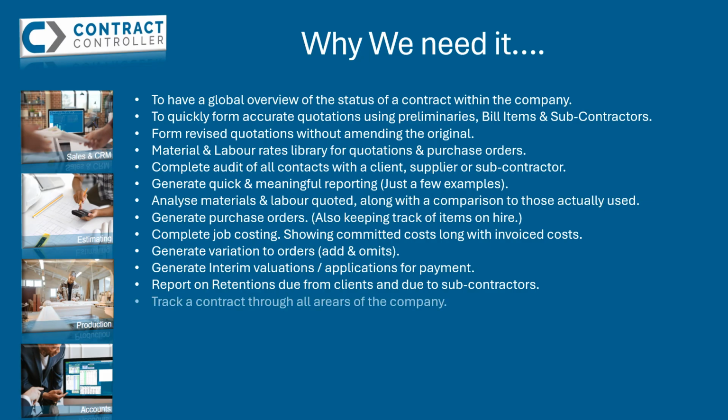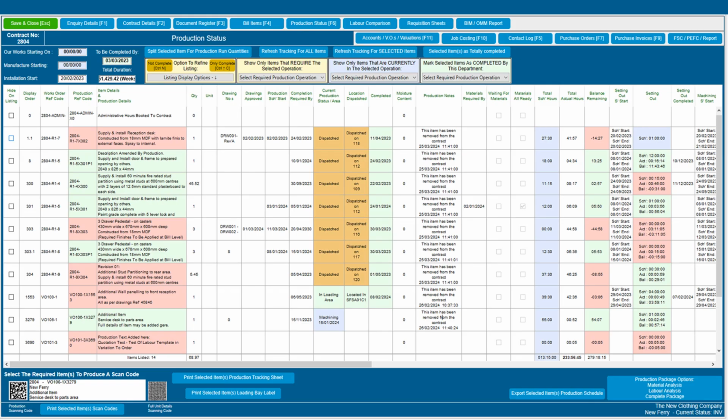Once a quotation becomes a contract, it is easily tracked within the company. By double-clicking on a contract, you can easily see where items on the contract are up to in production, as well as seeing the current operation stage an item is at. As items are completed, you can see the storage area that they have been allocated to. Similarly, when they have been dispatched on a delivery note, this can also be seen here.